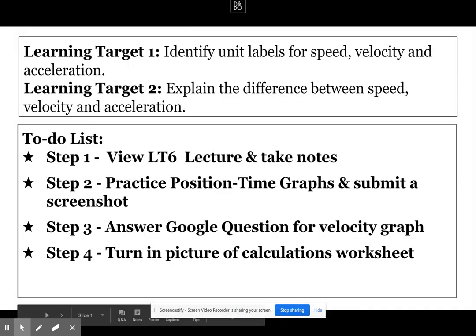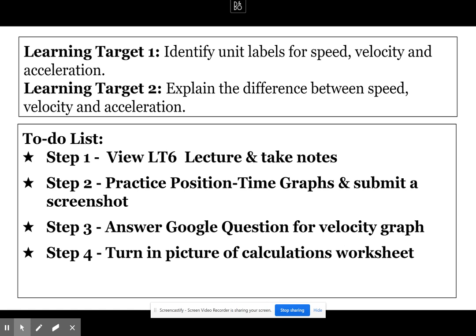All right, welcome everybody. And today we're back working towards learning target 1 and 2. I can identify unit labels for speed, velocity, and acceleration, and I can explain the difference between speed, velocity, and acceleration. So today we're really focusing on that acceleration part of these learning targets. So step 1 is to view this learning target lecture and take notes.